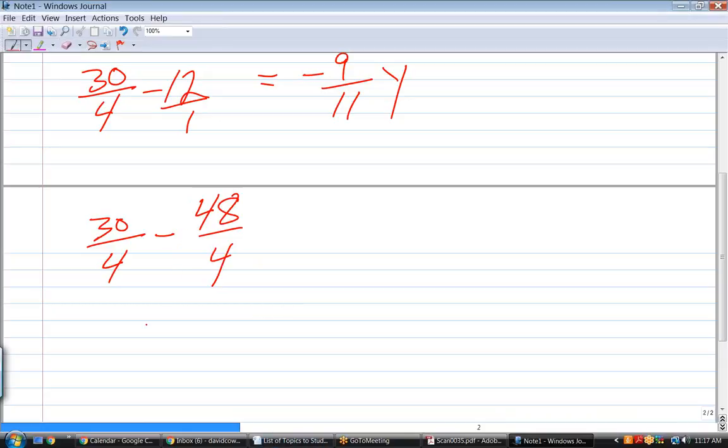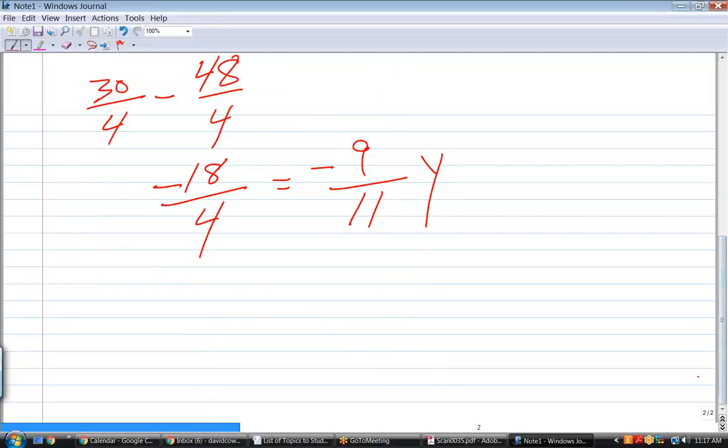What does that become? It becomes negative 18 fourths. So I have negative 18 fourths. I don't need to reduce it yet. I might have to reduce it at some point. Okay, now what's the next step? And then we would divide both sides by negative 9 over 11.